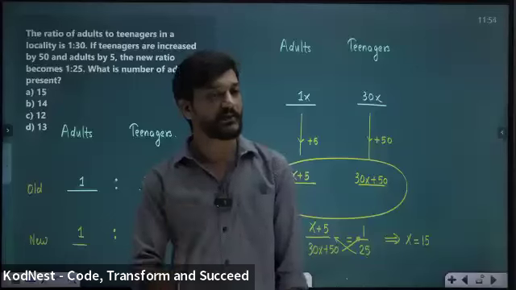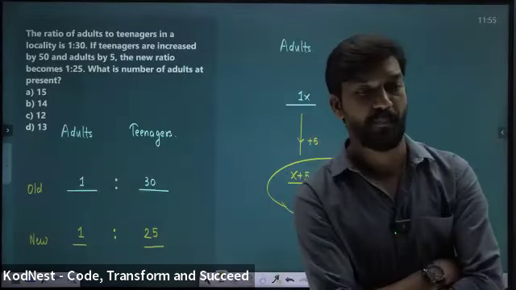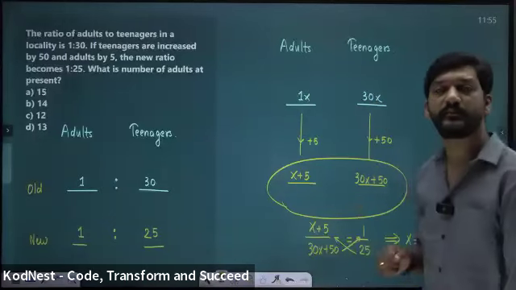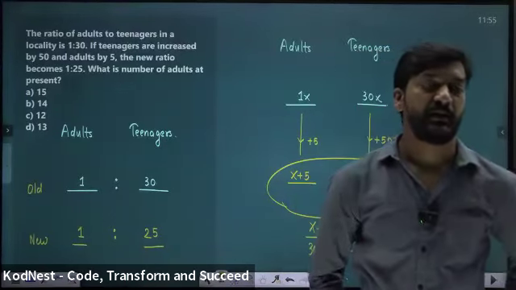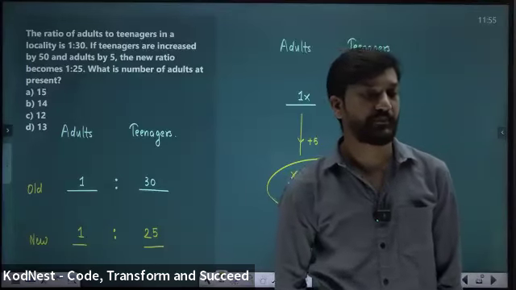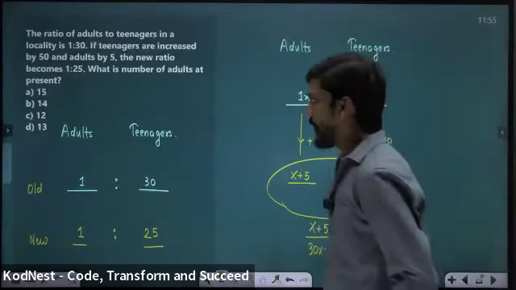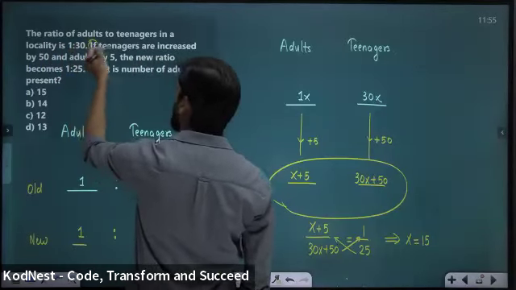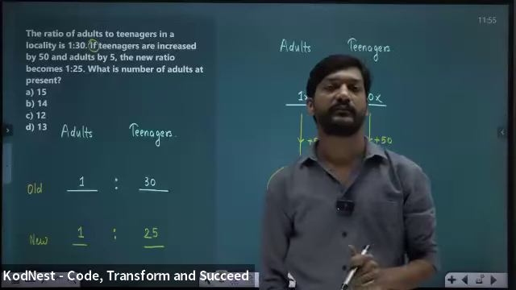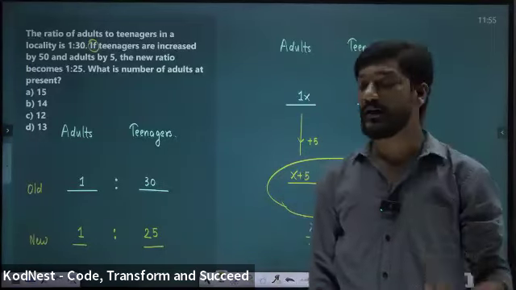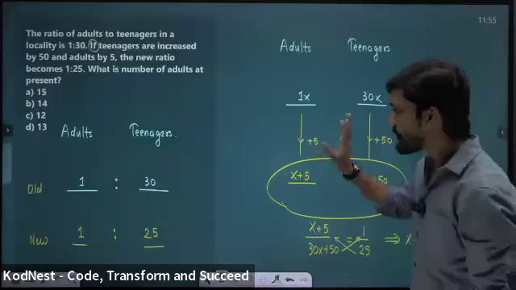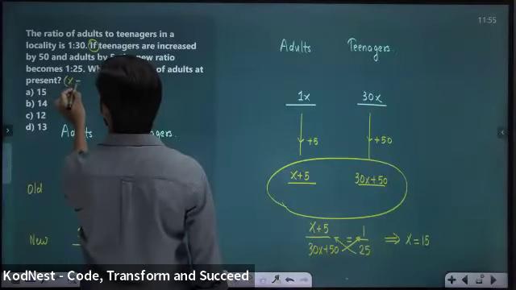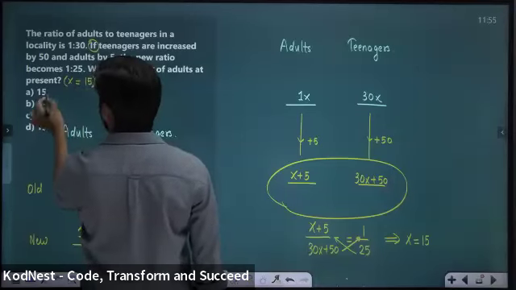Now how many adults are there? Answer please. Will you say adults are x or x plus 5? What will you say? X or x plus 5? X. Because my dear, the question says if. So anything after if is not reality. This is not reality, it is imagination. The real value is x. So x is your answer. Okay, 15.